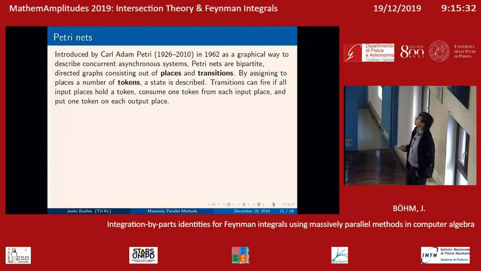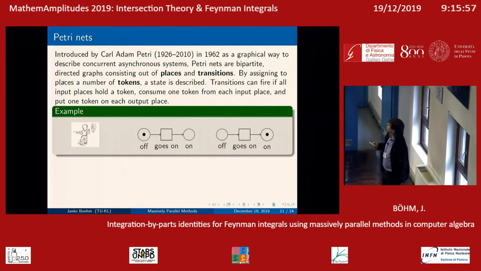Mathematically, it's a bipartite directed graph. It has places and transitions. The places can contain tokens which you want to work on. The transitions consume tokens and produce new tokens. This is the basic idea. And a transition can fire if all input places of the transition have a token.